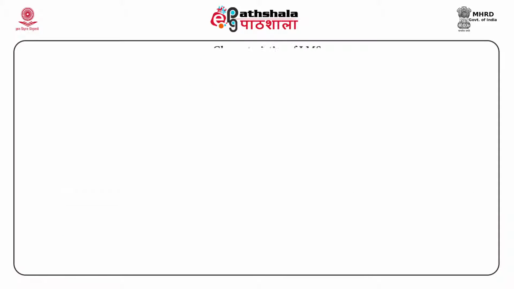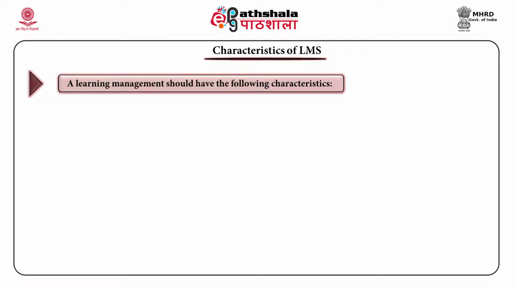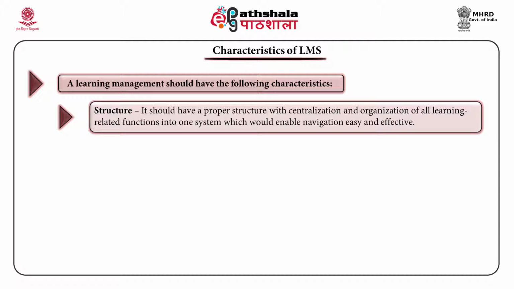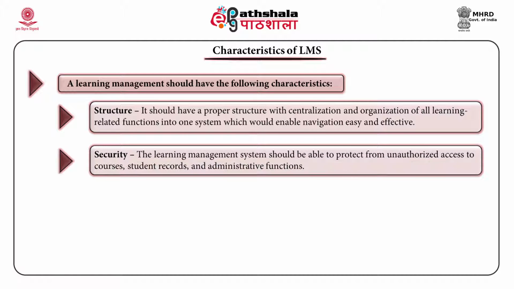Now, we look at some of the characteristics of an LMS. A learning management system should have the following characteristics. The first one is it should have a structure. A proper structure with centralization and organization of all the learning related functions into one system would help make navigation easy and effective. The second characteristic is security. A learning management system should be able to protect from unauthorized access to courses, student records and administrative functions.